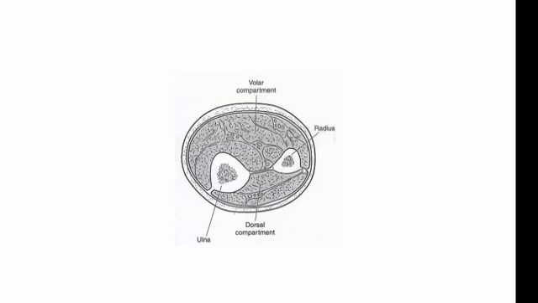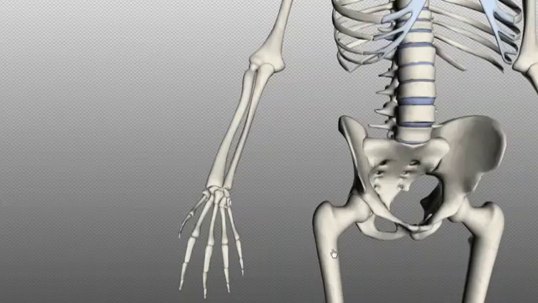Connecting to the radius you've got the lateral intermuscular septum, which connects to the deep fascia which surrounds the muscles of the forearm. So you've got these compartments, the anterior flexor compartment and the posterior extensor compartment. So this interosseous membrane runs between the radius and the ulna in this gap here, separating the anterior and posterior compartments.